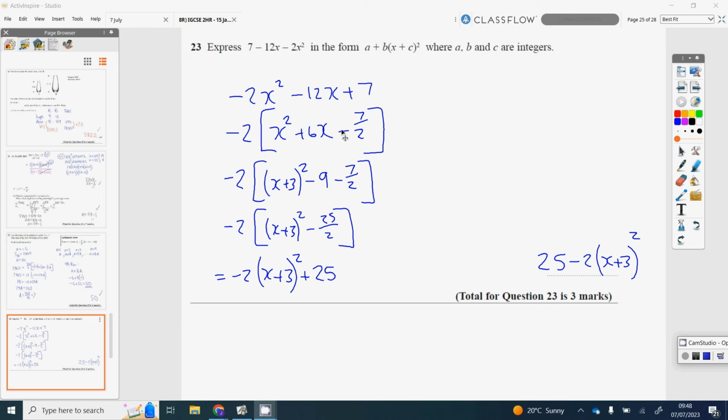So I can now just complete the square on the inside of the square bracket. Remember what you need to do. You need to halve the coefficient of x, which is 6. So half of 6 is 3.